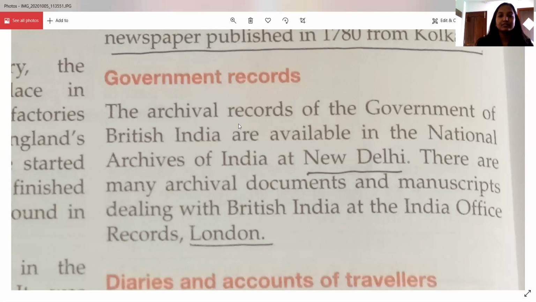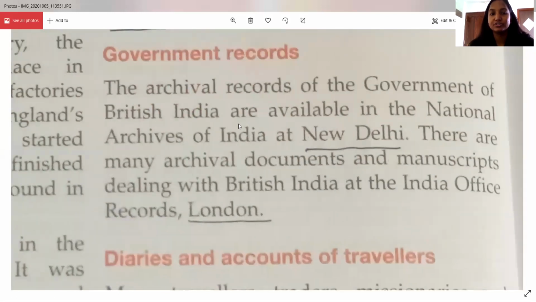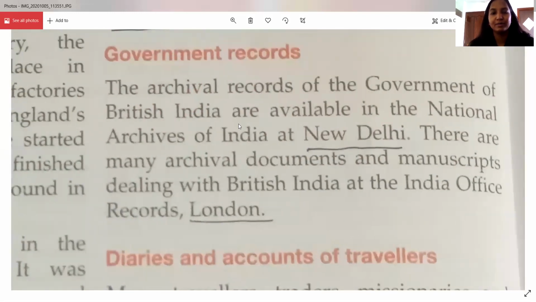Okay, so archives are available. So National Archives of India is at New Delhi and British India at Indian Office Records are available in London. So those are two government records that you need to remember. National Archives of India at New Delhi and archive documents and manuscripts dealing with British India at the Indian Office records are available at Delhi.